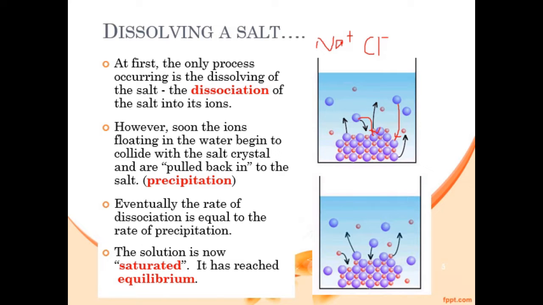So that is why when you try to dissolve salt at home in water, and you try adding as much salt as possible into the same amount of water, eventually the salt will not dissolve after it reaches a certain amount, and that point we call saturation. The solution becomes saturated. It can no longer dissolve because the rate of dissociation and precipitation are equal.